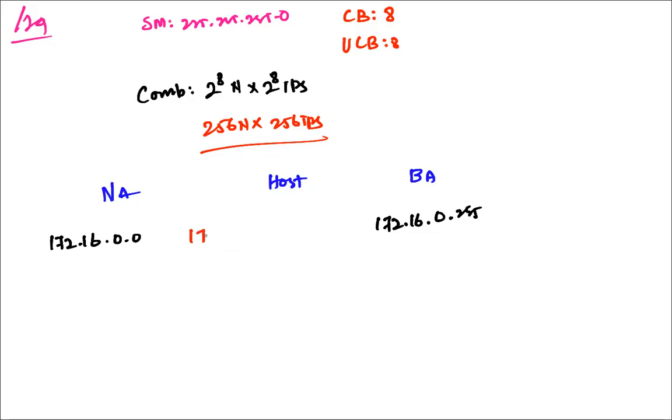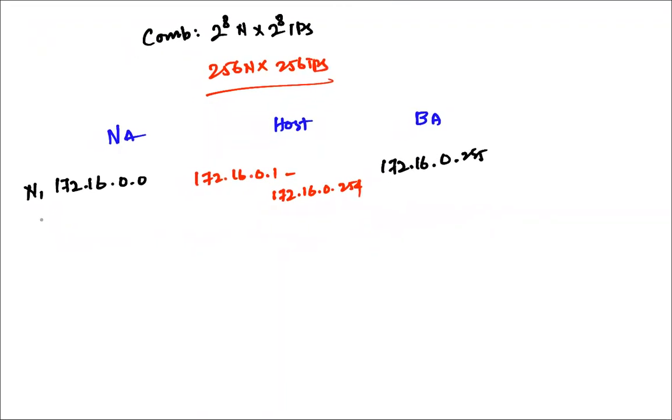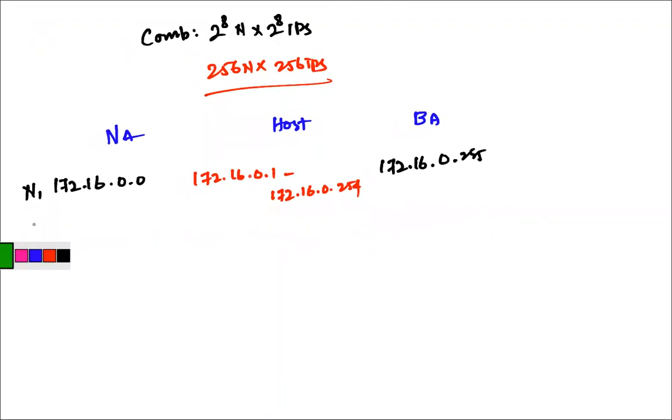What is the host IP address? The host IP addresses go from 172.16.0.1 to 172.16.0.254. Correct? Next, what is network number 1? I think my PC is a little slow, there is some issue with my PC today. Anyway, we'll continue. I hope you guys are understanding things smoothly. Just acknowledge, whatever I write, does it look smooth?